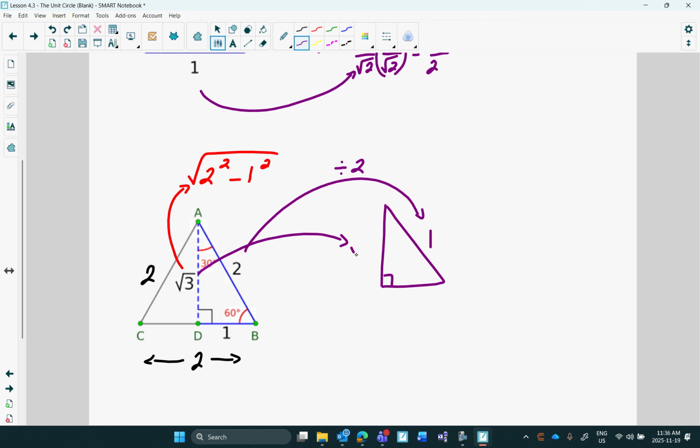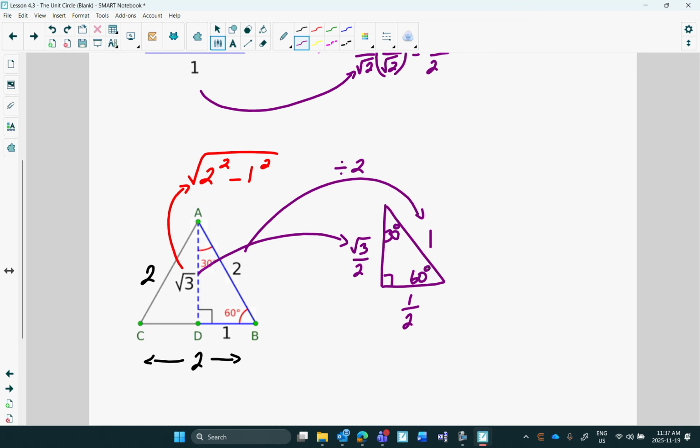So what's root 3 divided by 2? It's just root 3 over 2. What's 1 divided by 2? Just 1/2. So when we have a right triangle where this is 30 degrees, this is 60 degrees, the sides must be root 3 over 2, 1/2, and 1. That's how I get these triangles. Okay, so I just explained how we get them.